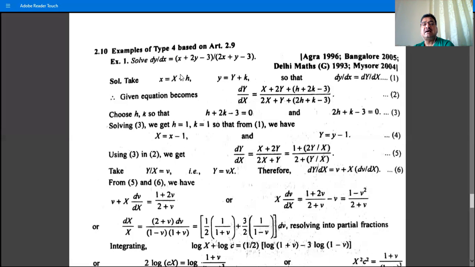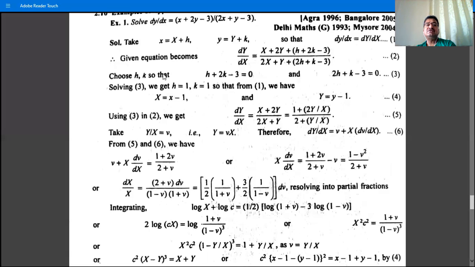Then substitute small x as capital X plus h and y as capital Y plus k. After simplification, we have X plus 2Y plus h plus 2k minus 3, and after substituting x and y as capital X plus h and capital Y plus k, we have this. In order to manage this example, we have to put h plus 2k minus 3 is equal to 0 and 2h plus k minus 3 is equal to 0.